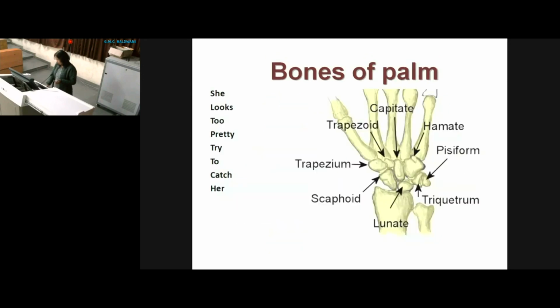So these are again the bones of the carpal region especially, and we can learn this by the she looks too pretty and try to catch her. ये आप लोग याद करते होंगे इसी के according, lateral to medial.